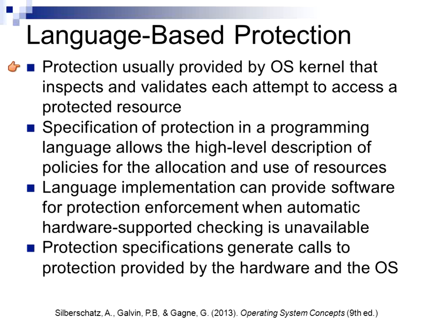Protection is usually provided by the kernel, and the kernel inspects and validates each attempt to access a protected resource. But we can also have protection in a programming language, which allows us as programmers to specify the policies for the allocation and the use of a resource. The language itself can provide software for protection enforcement, and this is helpful when you don't have hardware-supported checking on your system. And then also, protection specifications generate calls to protection provided by the hardware and the OS. So again, you can have additional protection in your language itself when you're writing programs by actually doing system calls that call the protection facilities provided by the hardware and the operating system.